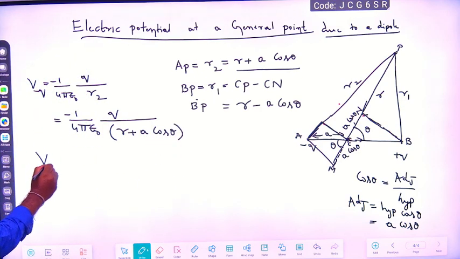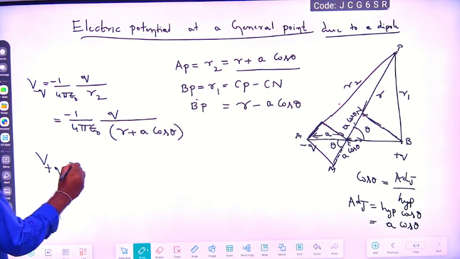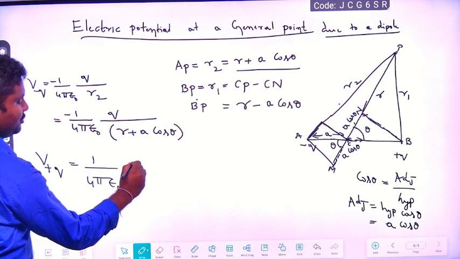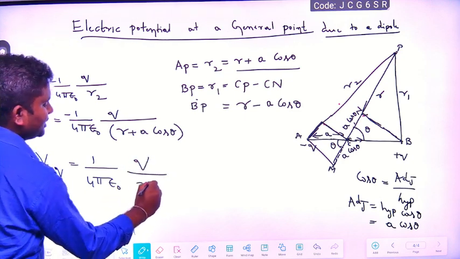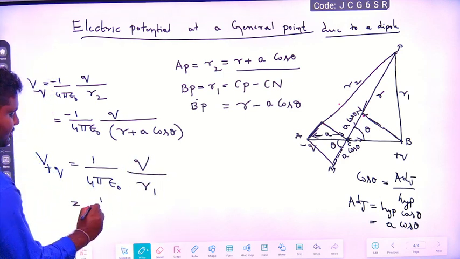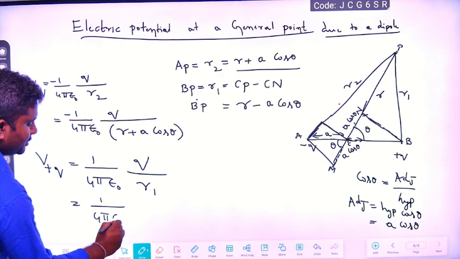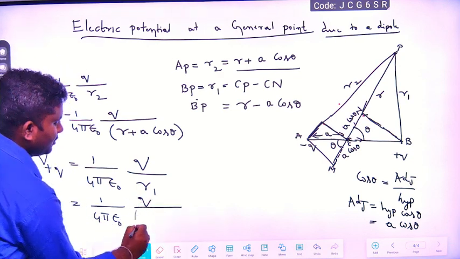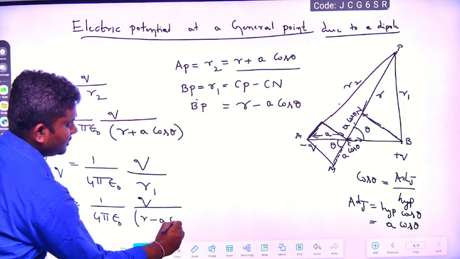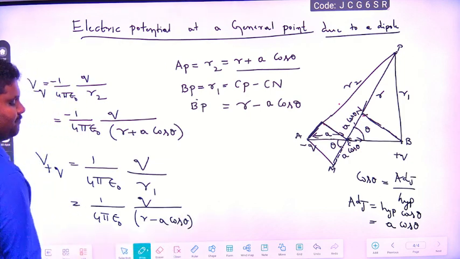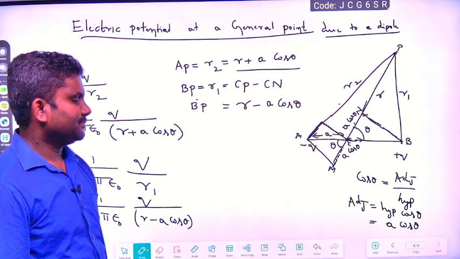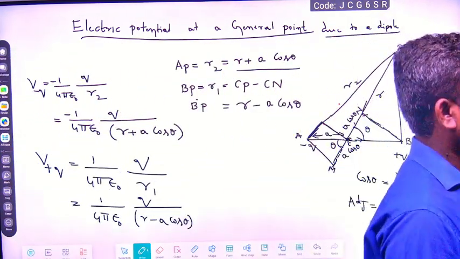Now this V plus Q is how much? 1 by 4 pi epsilon naught plus Q divided by R1, right? Now can you please write 1 by 4 pi epsilon naught Q divided by, what is R1? R minus a cos theta. Now both you combine, that is the total potential. Combine, right? Please take.